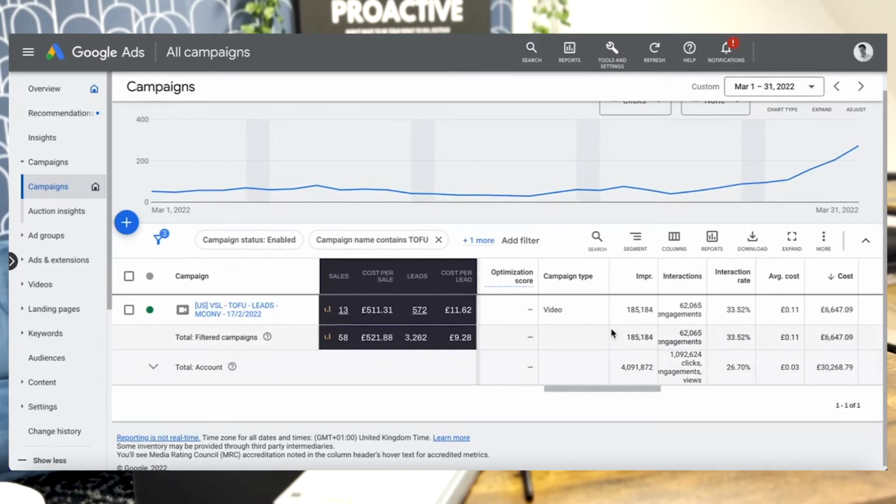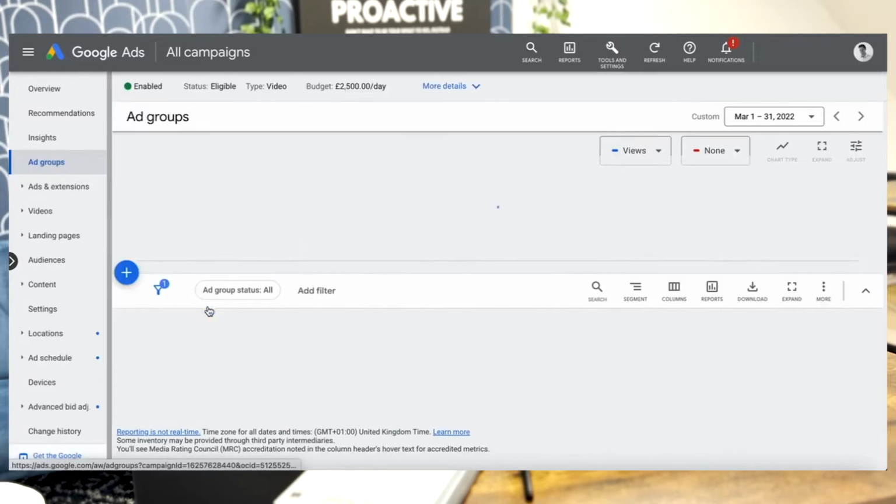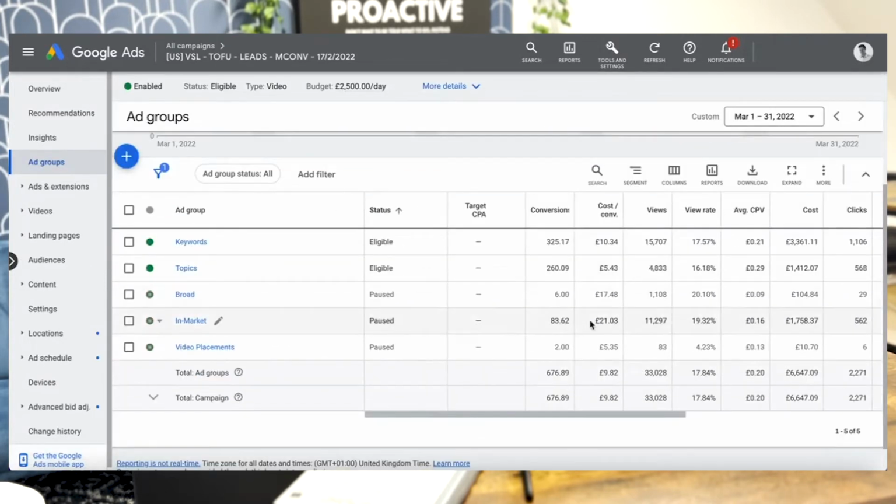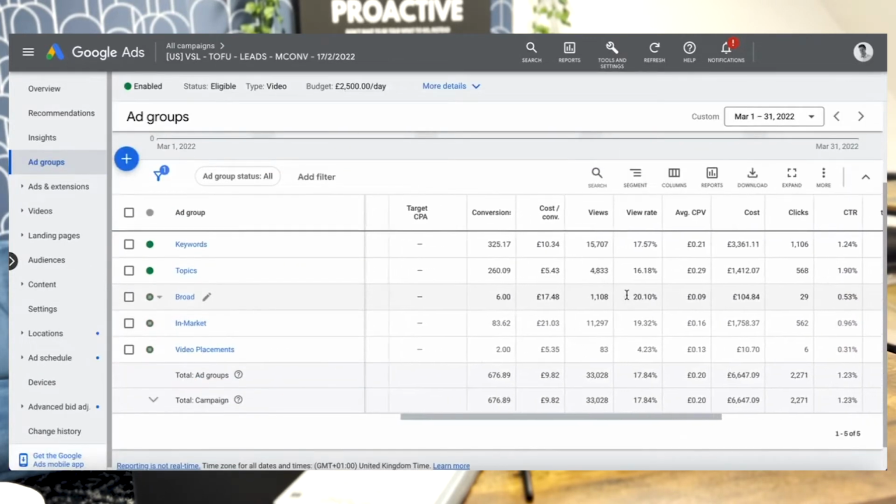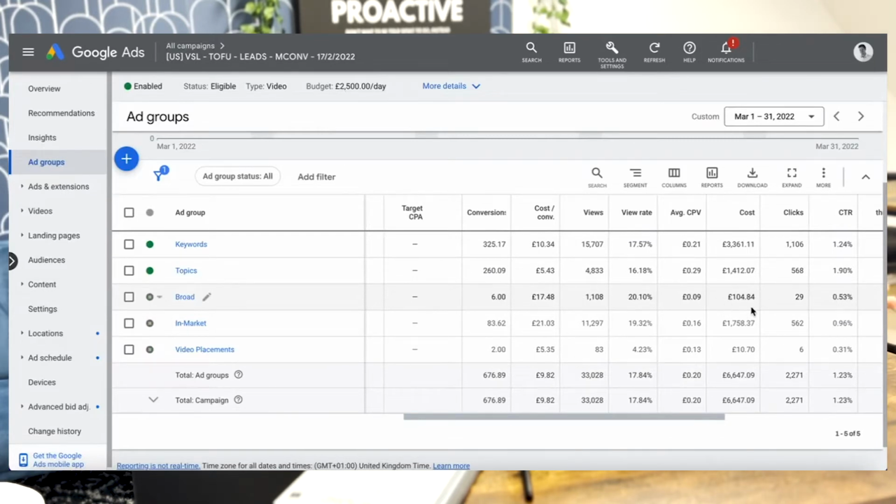So at this point, we were doing a few things. One is testing the audiences. Now, broad was at one point spending quite a lot of money. You can see it's actually not spent too much in March. I think I only activated broad at a certain point, so I think I brought this one in later if I remember correctly. Currently, we're spending the most on keywords and topics, which is fine. Video placements basically never spent much money at all.